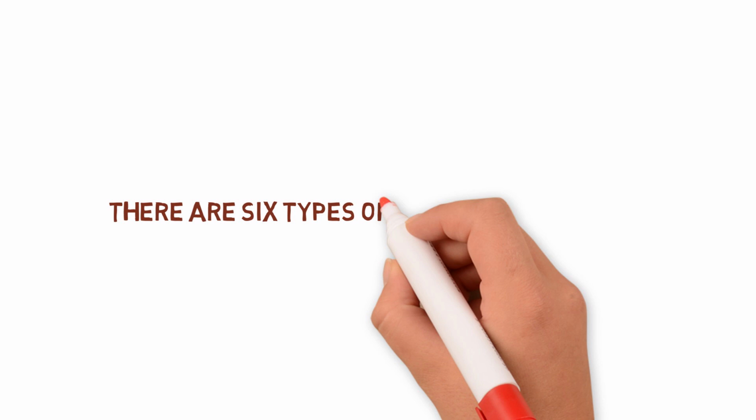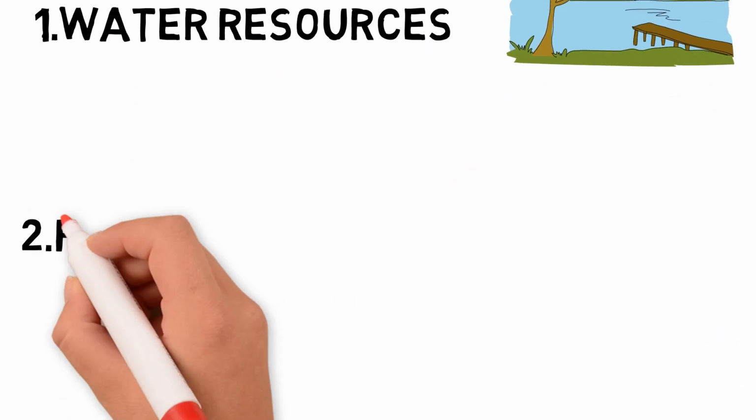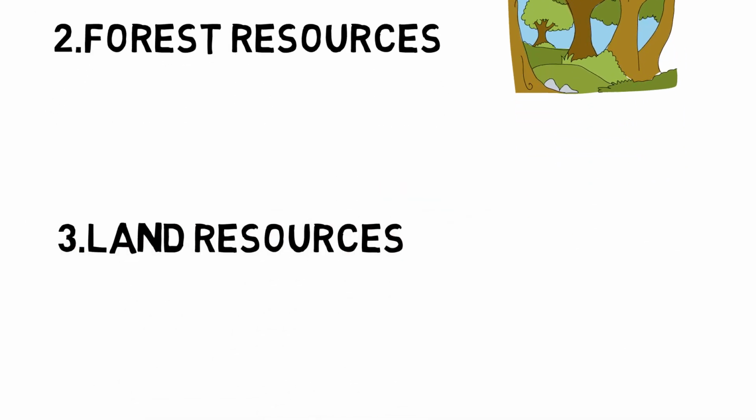From morning to night, we use so many things for our daily needs, like our books, pens, our clothes, our furnitures, our household things. Everything comes from some natural resources. There are 6 types of natural resources. They are water resource, forest resource, land resource, mineral resource, sunlight and wind. Now I am going to explain about the sources and the uses of these 6 natural resources.